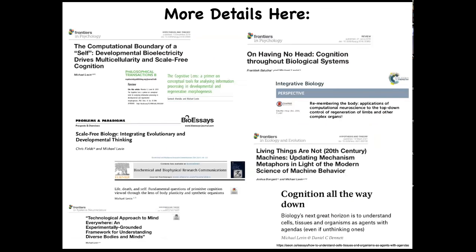So lots more papers if anybody wants to dig down into some of the philosophical aspects about what machines are and what cognition is, and so on.